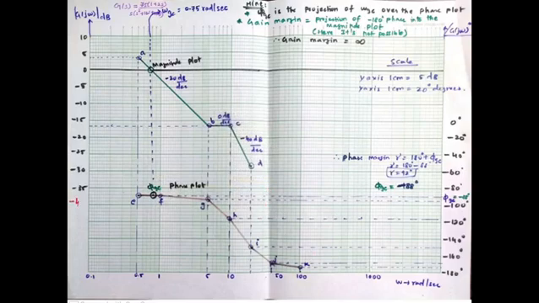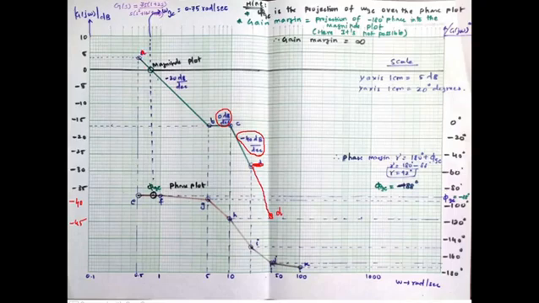Here I am considering only 5 dB per axis division. So you can extend it if you want, but the slope rate is not changing: minus 20 dB per decade, 0 dB per decade, and minus 20 dB per decade. You can see it.